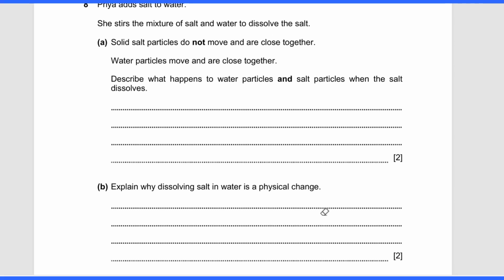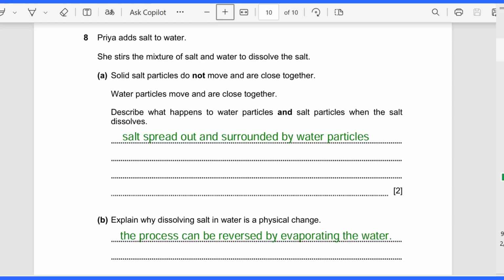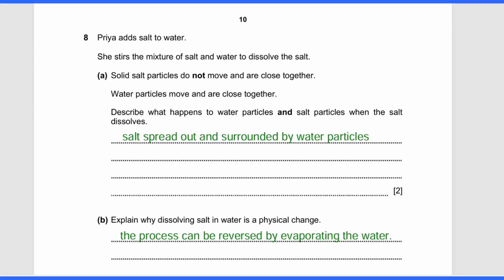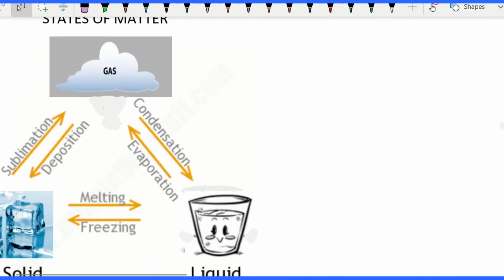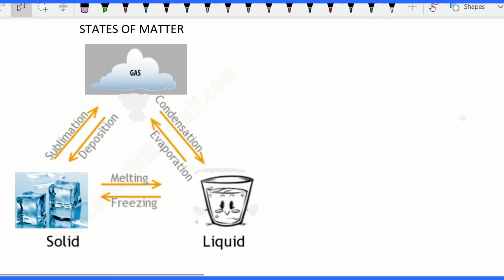10 seconds. Okay, let's check out the answer, guys. So the process can be reversed by evaporating the water. So it's a physical change. We can see from here that this is the state of matter. Now from liquid, it evaporates into gaseous state here. So we call this evaporation, and it can be reversed.